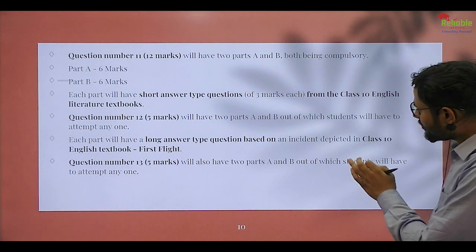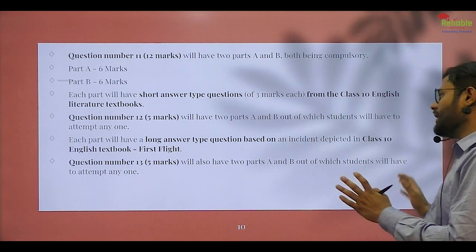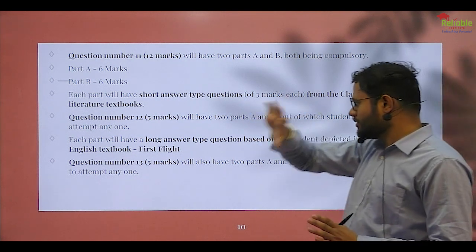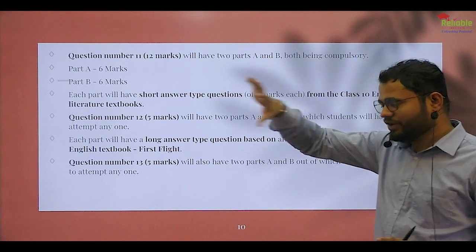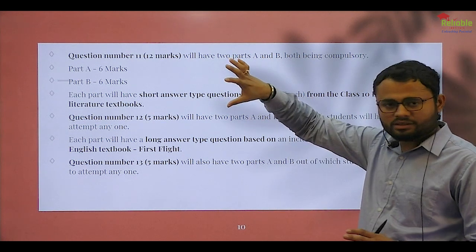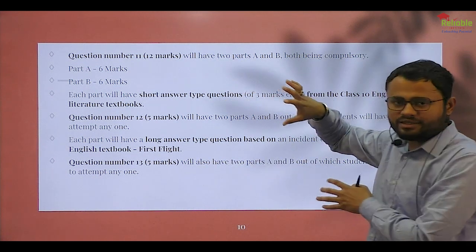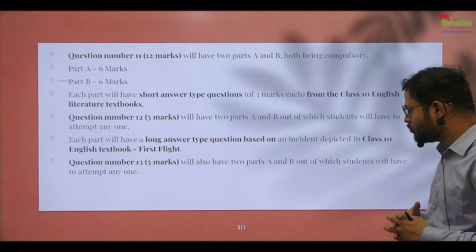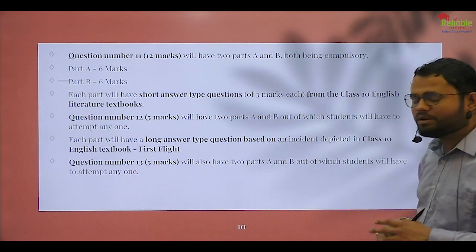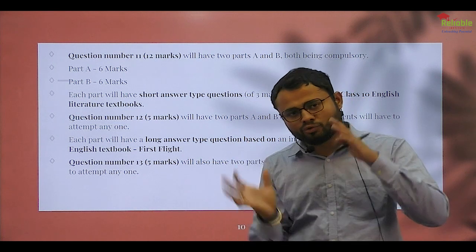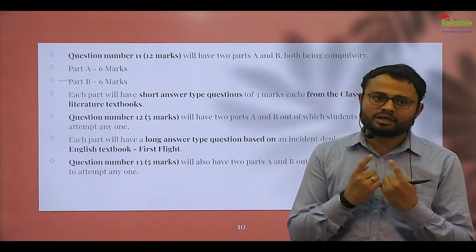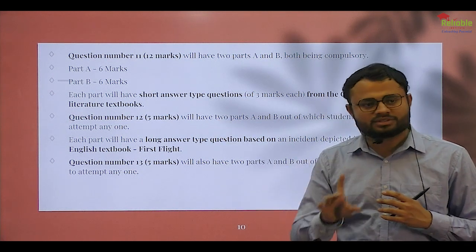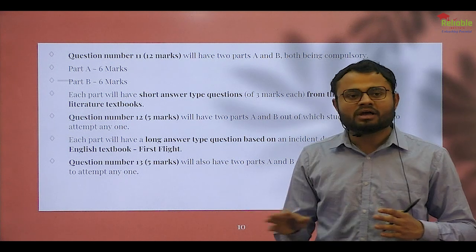Then question number 12, that is of 5 marks, will have 2 parts, A and B, out of which students will have to attempt any one. Clear cut option, long answer type. There is one question of 5 marks, and another question of 5 marks. You have to attempt any one. Then question number 13 will also have 2 parts, A and B, out of which students will have to attempt any one. 2 parts as in there are going to be 2 questions, very simple, and you have to attempt any one question. So the clear cut choices are in 12 and 13. You have to attempt just one question, and every question is going to be of 5 marks.